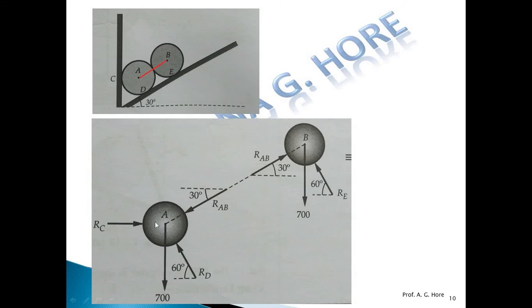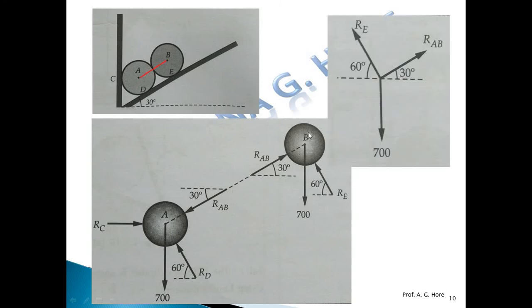Again here, if we take the FBD of A sphere first, the unknowns are first RAB, second RC, and third RD. So we have only two equations, summation Fx = 0, summation Fy = 0, and 3 unknowns. So we can't solve 3 unknowns by 2 equations. So first of all, solve the FBD of this B sphere, then find out this reaction RAB, put that value for this sphere A FBD, then unknowns are reduced to only 2 unknowns. Then we can solve this FBD of A. So first of all, solve the FBD of this sphere B.